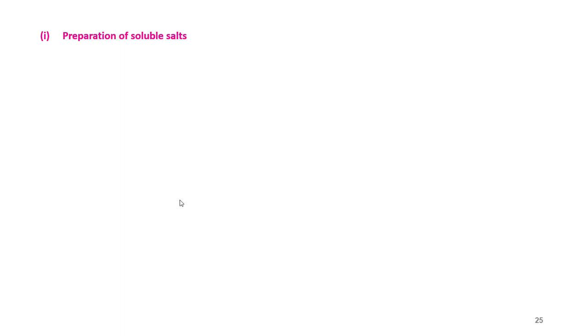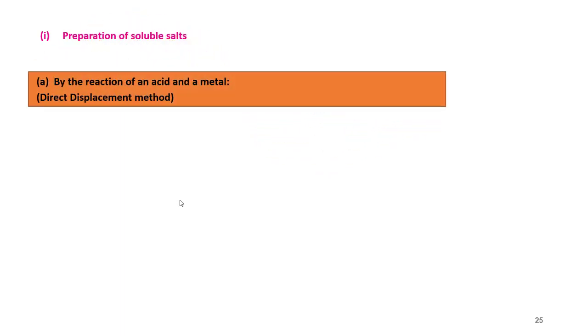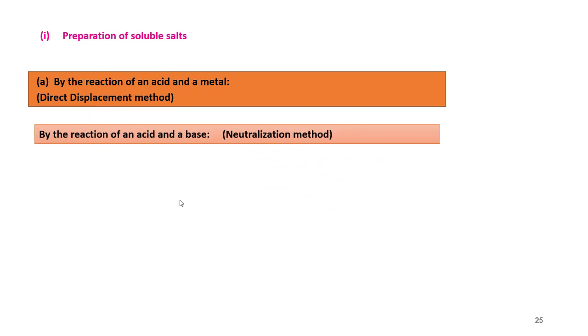First of all, you learn preparation of soluble salts. कैसे आप prepare कर सकते हैं soluble salt? इसके आपने 4 methods पढ़े. First method was by the reaction of an acid and a metal, which is also called direct displacement method. You learn that in direct displacement method, acid reacts with metal to form salt and hydrogen gas is evolved.